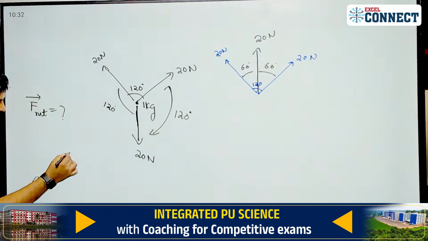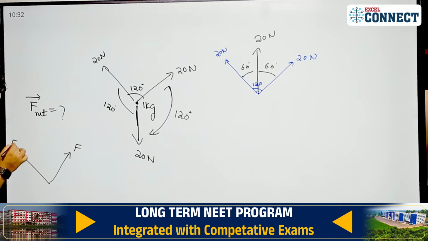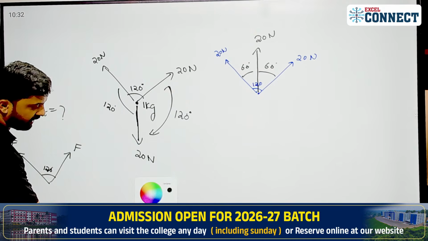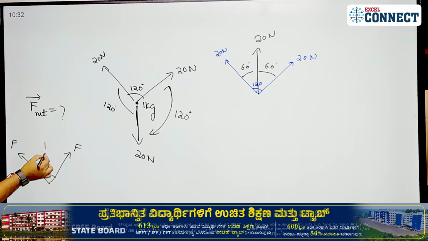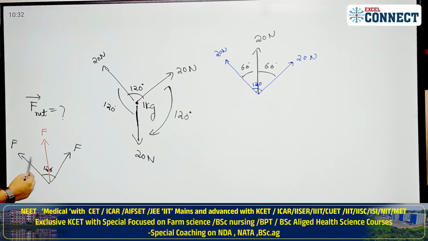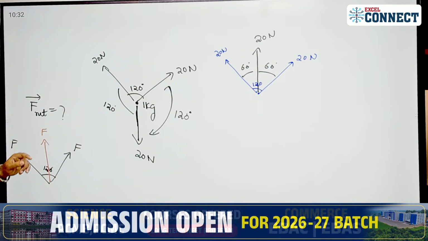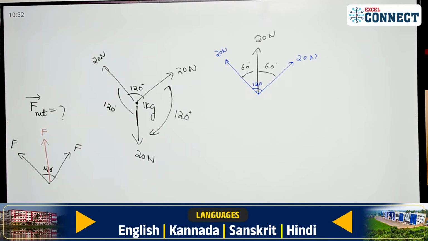When two forces are at an angle 120 degree, then the resultant will be F itself, and it will be exactly between the two forces. Okay, now what is the resultant? Resultant is F. Is it clear? When there are two forces, the resultant is F itself.